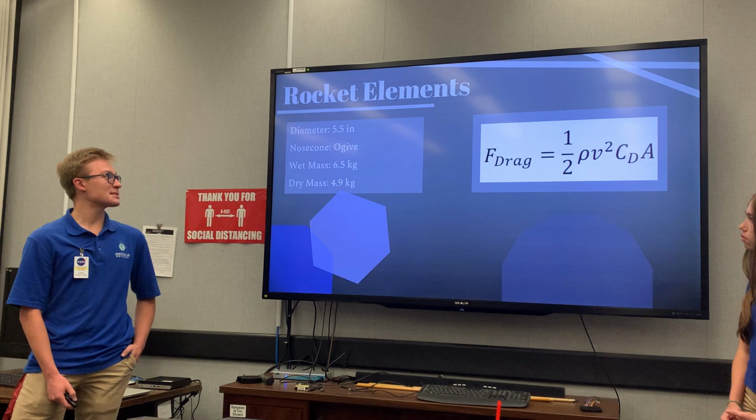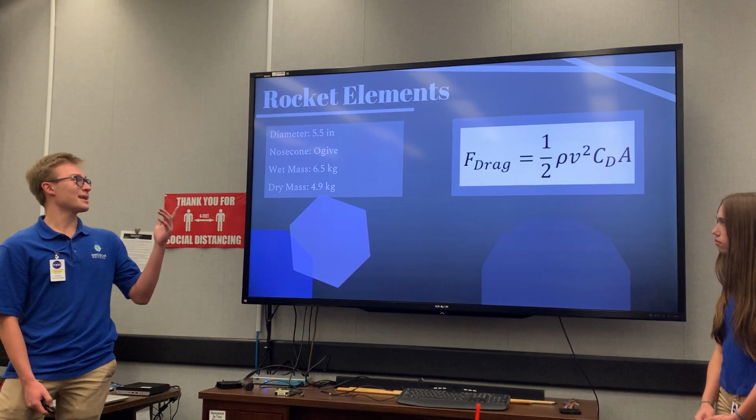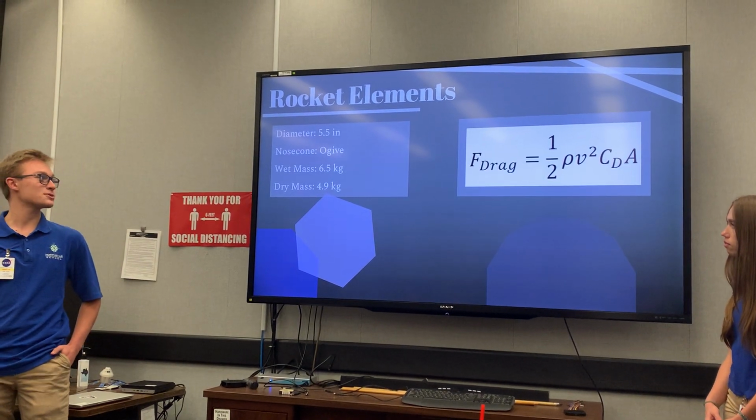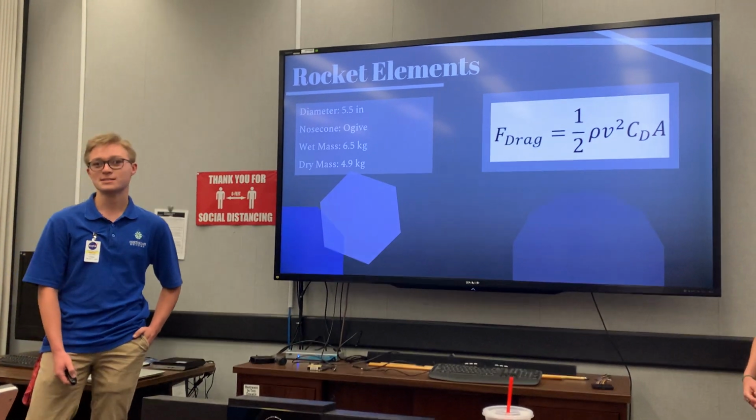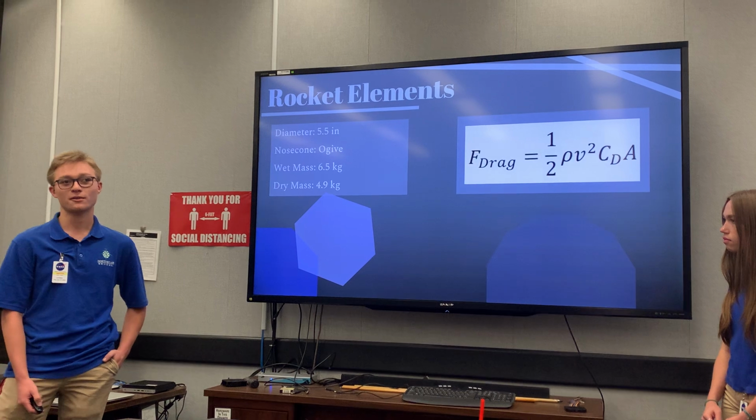So, different elements went into the design of this rocket. We had a diameter of 5.5 inches, and we decided to use the ogive nose cone because the ogive nose cone provided us the lowest coefficient of drag and would thus impair the flight of our rocket the least.